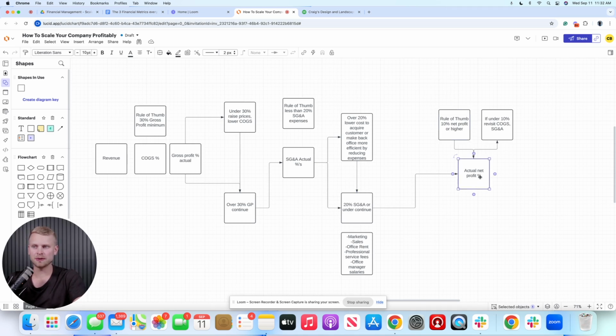And so if you are at 20% or less in your SG&A, then you move on to the final number, which is your net profit, which we have a rule of thumb. We need at least 10% net profit in any business as our baseline. And you could say again, Cody, I want 15% or 20% or 30% profit. Every business model will be a little bit different, but you should be able to, at a minimum, get to a 10% net profit in your business or higher.